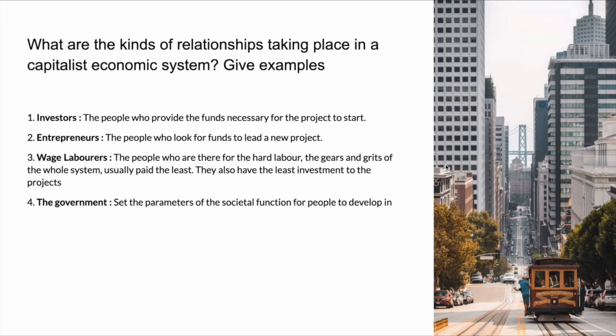So what are the kinds of relationships taking place in a capitalist economic system? We have four of them listed: investor, entrepreneur, wage laborers, and also the government. Investors are the people who provide the funds necessary for the project to start. Entrepreneurs are the people who look for funds to lead a new project. Wage laborers are the people there for the hard labor, the gears and cogs of the whole system, usually paid the least. They also have the least investment in the projects. The last one, the government, sets the parameters of the societal function for people to develop.